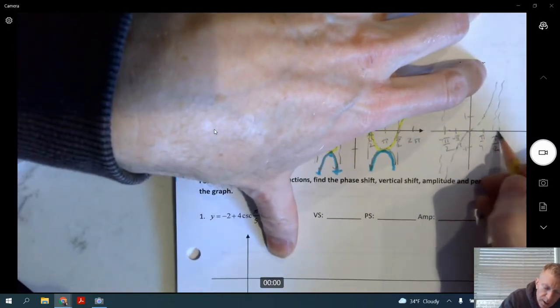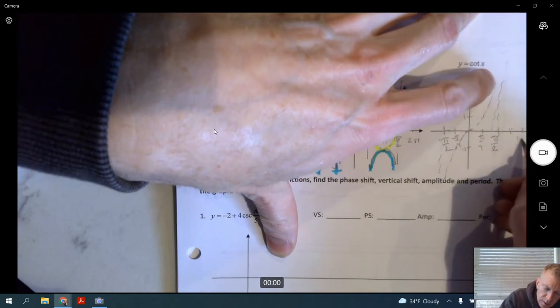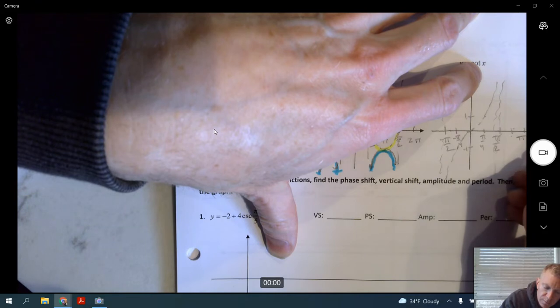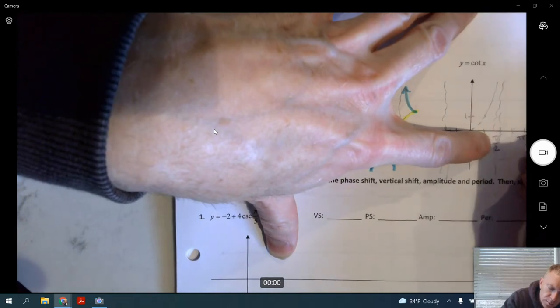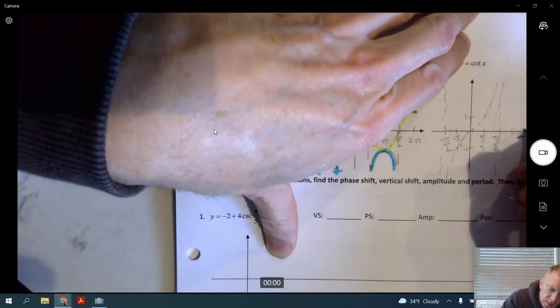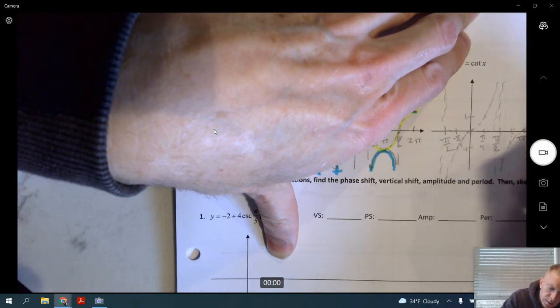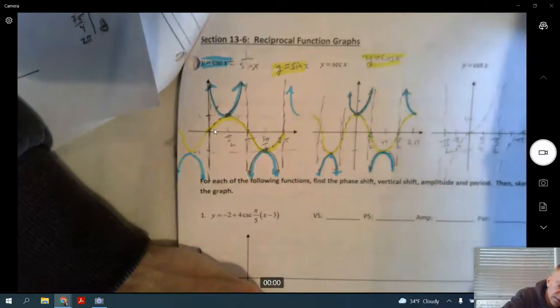So we'll go pi. So that would be at pi. So that's 1 pi/4, 2 pi/4, 3 pi/4, 4 pi/4, 5 pi/4, 6 pi/4. So 3 pi/2. From here to here is pi. Okay. So that is the tangent graph.